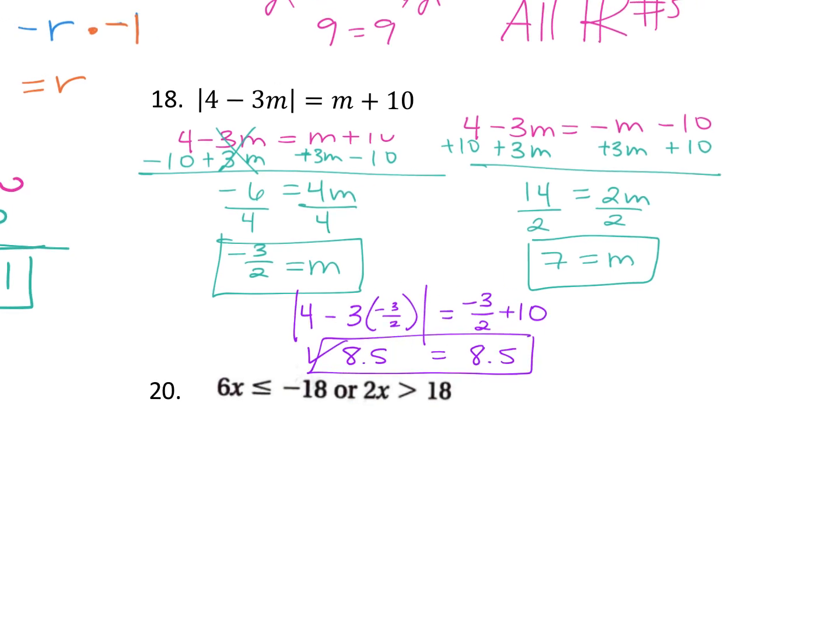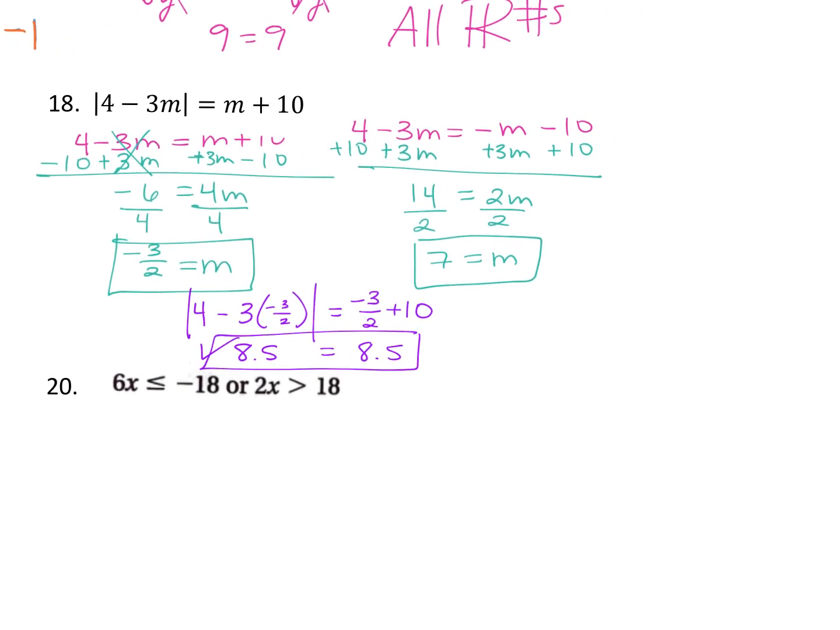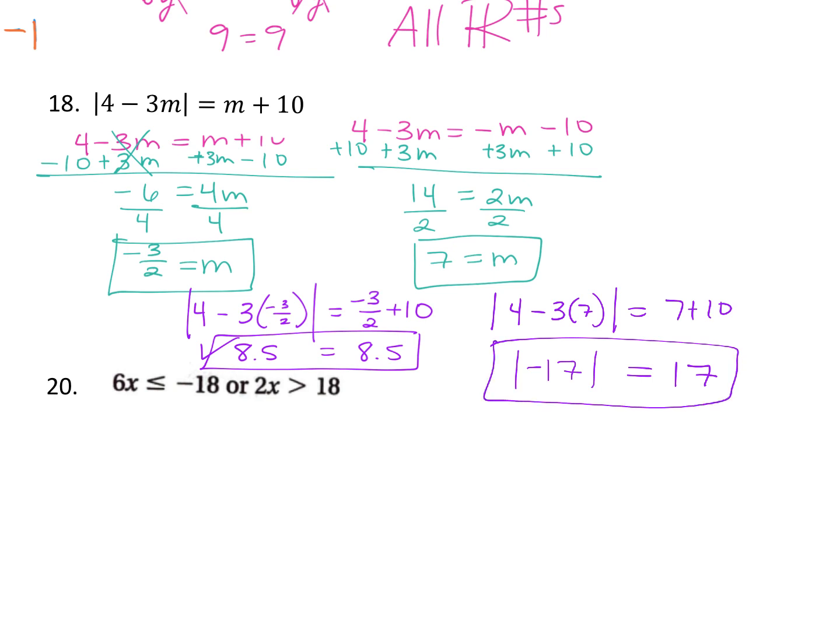That one's good. If we plug in a 7, it would be the absolute value of 4 minus 3 times 7 equals 7 plus 10. So 17 equals, this is 4 minus 21, which is a negative 17, which is a positive when you take the absolute value. So that one works too. There's no extraneous here. Hooray. So these are your two answers. Questions on that? Okay.